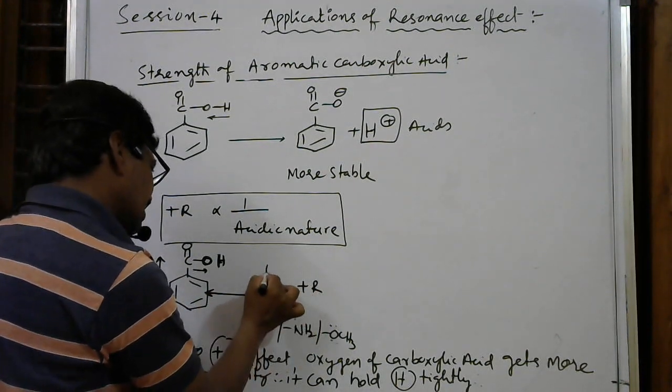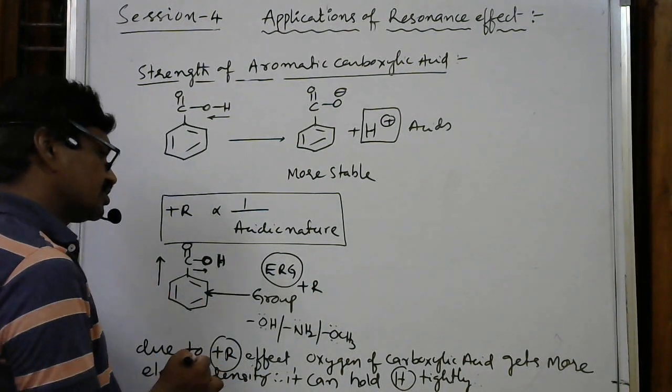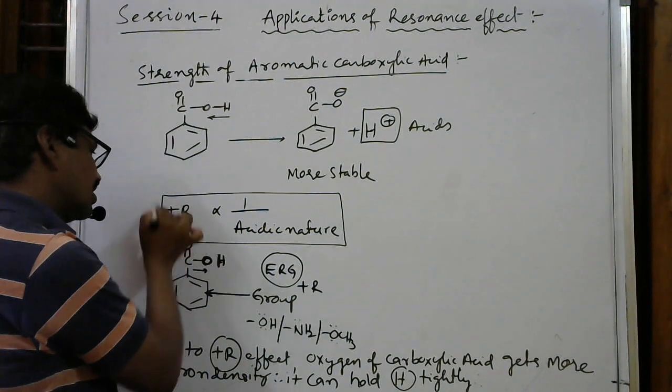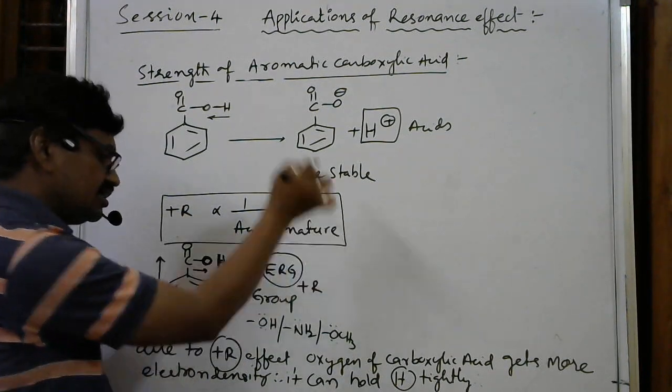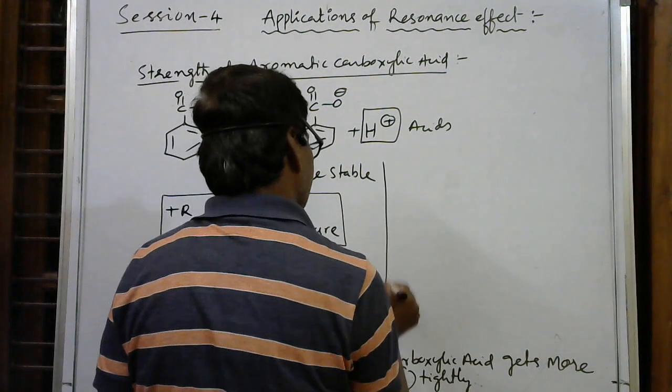These groups are ERG groups, otherwise plus R groups, otherwise ERG groups. When plus R nature increases, acidic nature decreases. See, I am giving this order. Here I am writing one example.